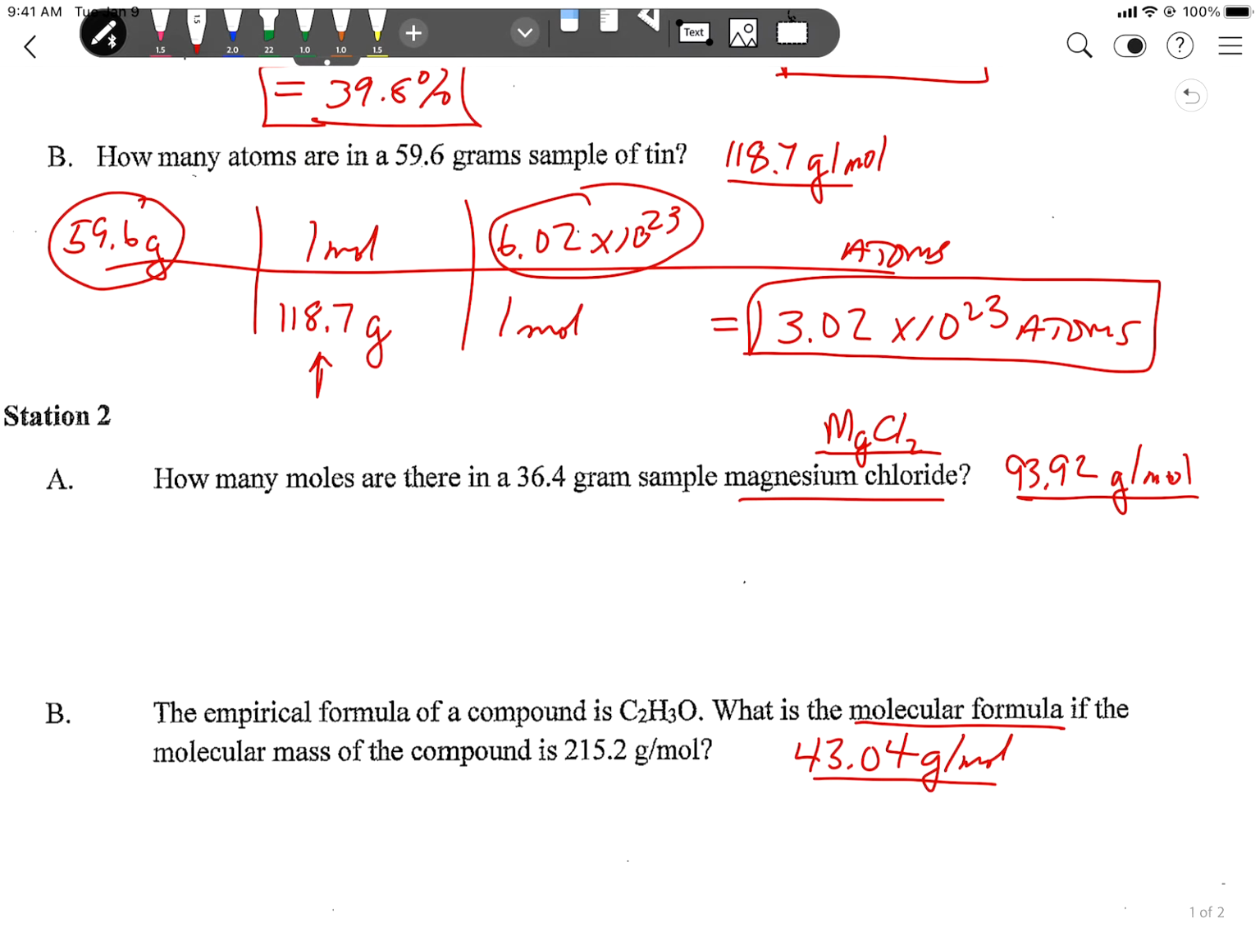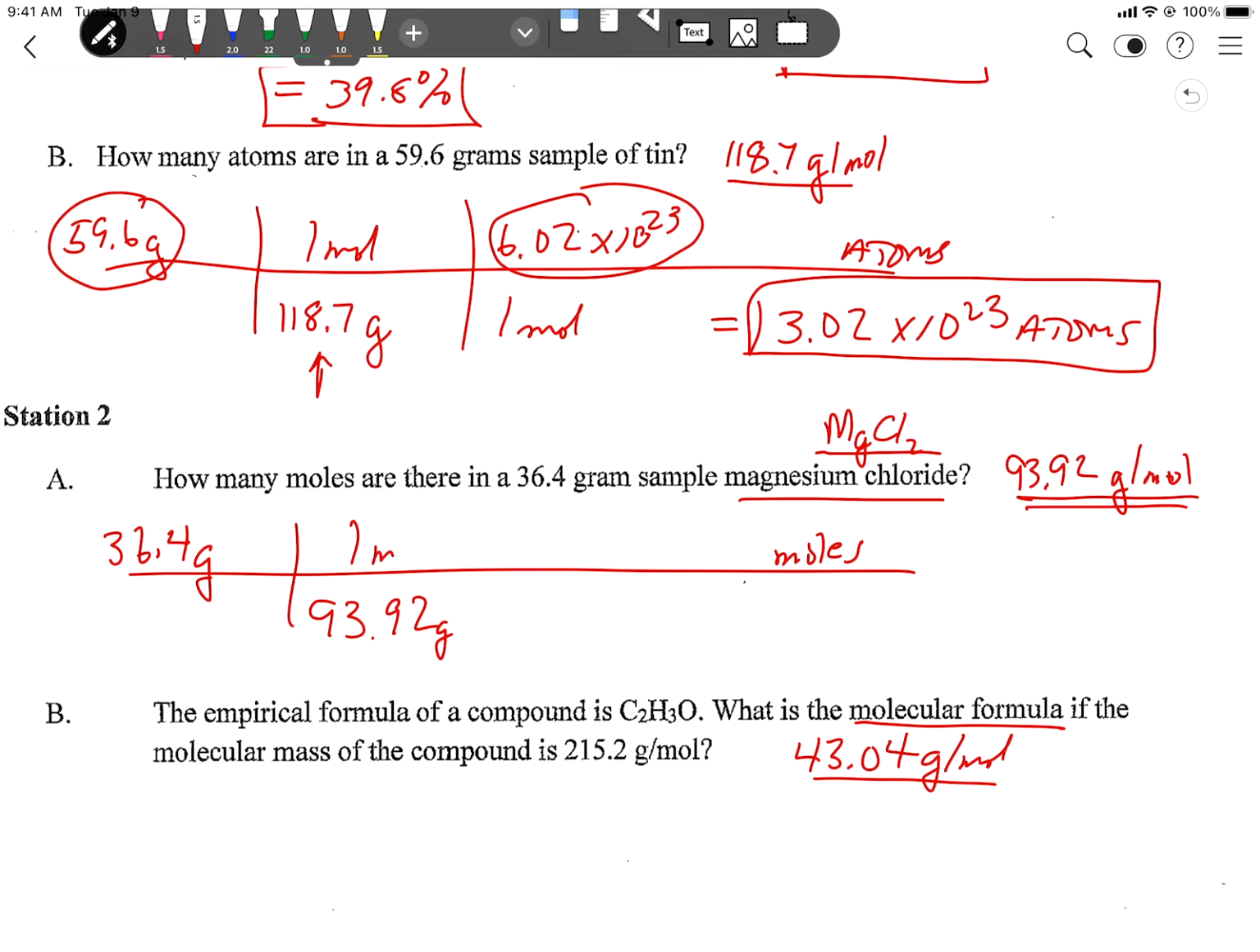Looking for the moles in a 36.4 gram sample of magnesium chloride. There is the formula for magnesium chloride, MgCl2. Here is the molar mass for that. So we start with our mass, 36.4 grams. We're looking for moles, and so we need our molar mass of MgCl2. Now we simply divide the two numbers because they're diagonal. 36.4 divided by 93.92 equals 0.388 moles.